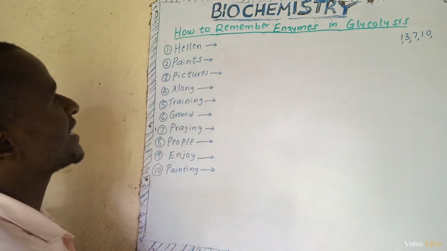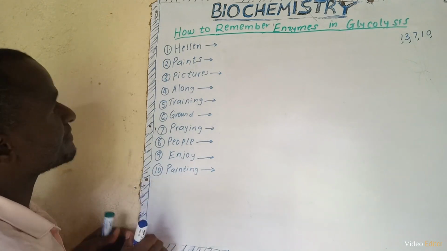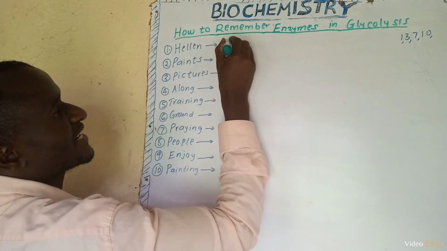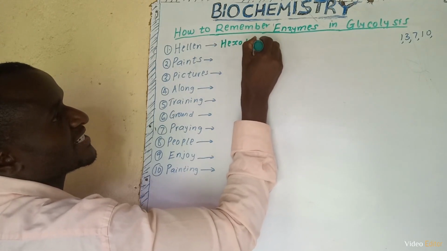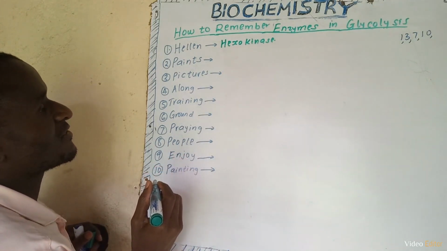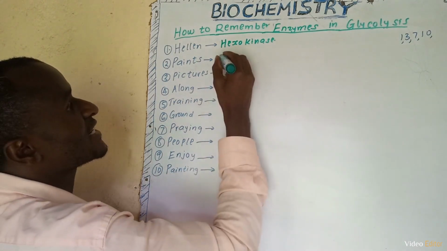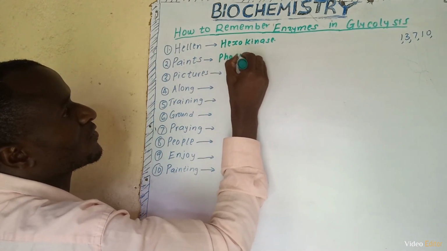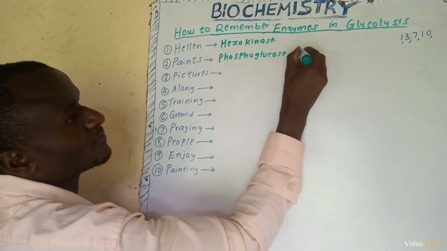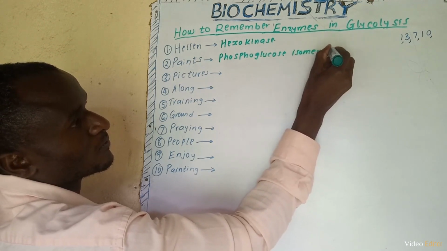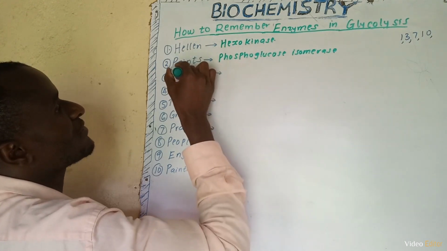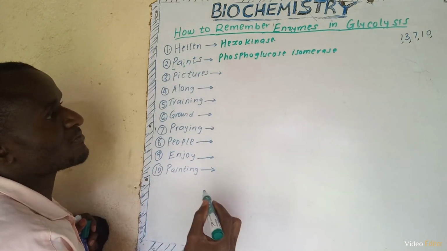So we go. Helen stands for hexokinase. Hexokinase is a kinase, so hexokinase. Paints is a phosphoglucose isomerase. You can remember that it's an isomerase by looking at the word paint, that is letter I, then P for phospho, so it's a phosphoglucose isomerase.